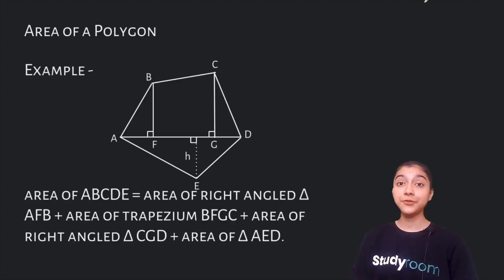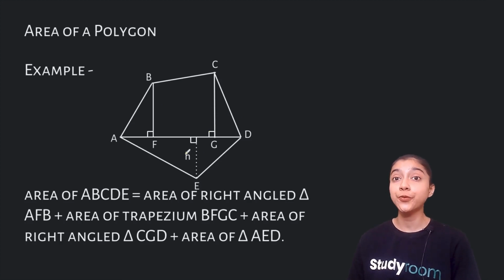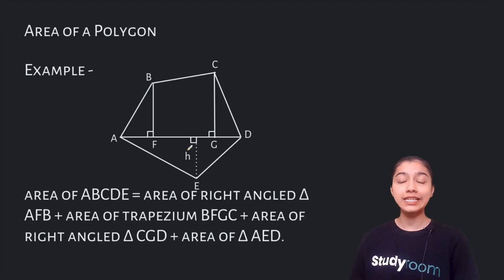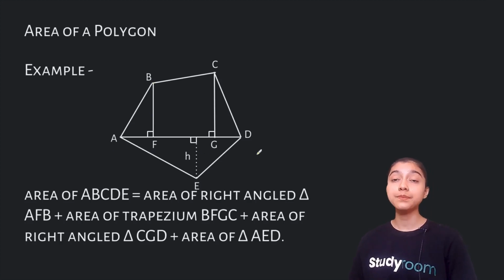Another polygon that we have been given over here is ABCDE. Now just observe the figure carefully. What we'll do is we will divide this polygon into four structures, four geometrical shapes that are known to us, whose area formulas are known to us, so that we can easily calculate the area of the polygon. In order to do so, first of all, we'll join AD and then draw two perpendicular lines BF and CG, which fall on this base AD, such that this entire polygon has been divided into four parts.